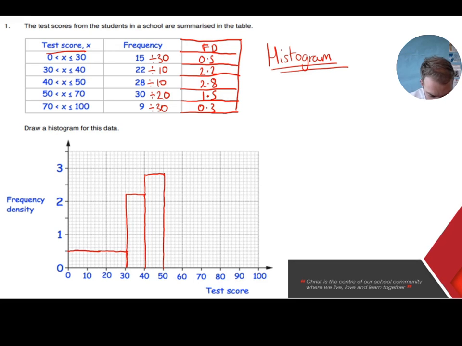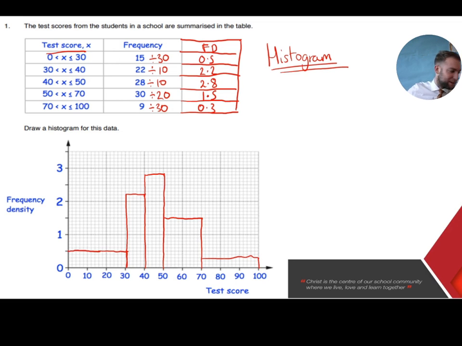There we go. The next one is between 50 and 70, and that one there is 1.5. So 1.5 there, like so. And the last one is between 70 and 100, and it's 0.3. So I need to go up 0.3 and across.